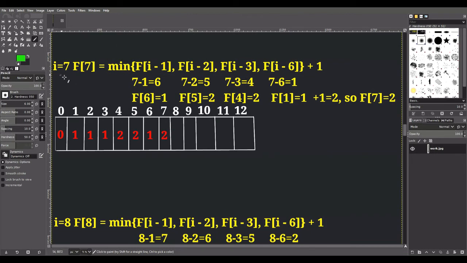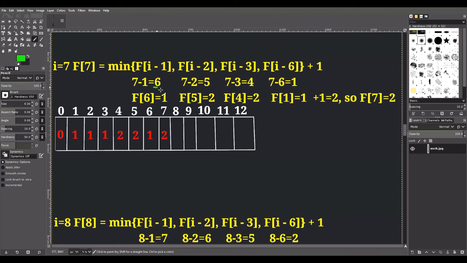So i equals 7. f of 7 is equal to the minimum of f of i minus 1, f of i minus 2, f of i minus 3, or f of i minus 6 plus 1. So 7 minus 1 is equal to 6, 7 minus 2 is equal to 5, 7 minus 3 is equal to 4, and 7 minus 6 is equal to 1.